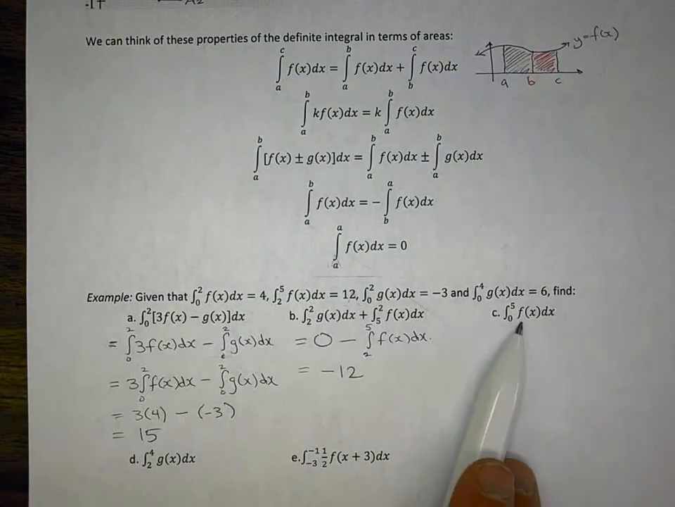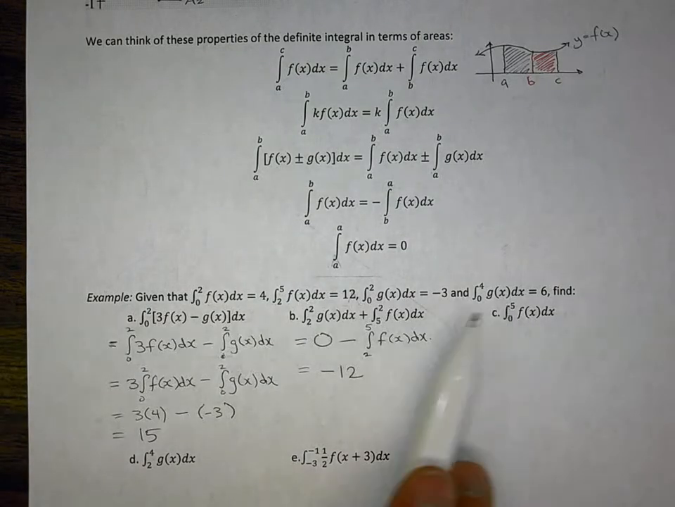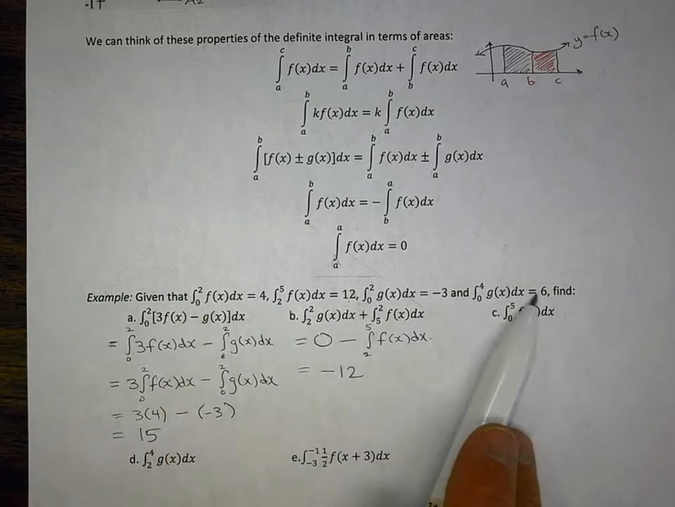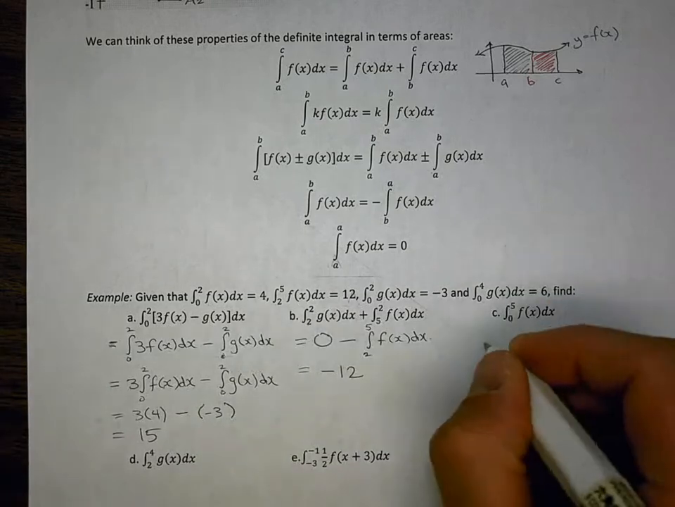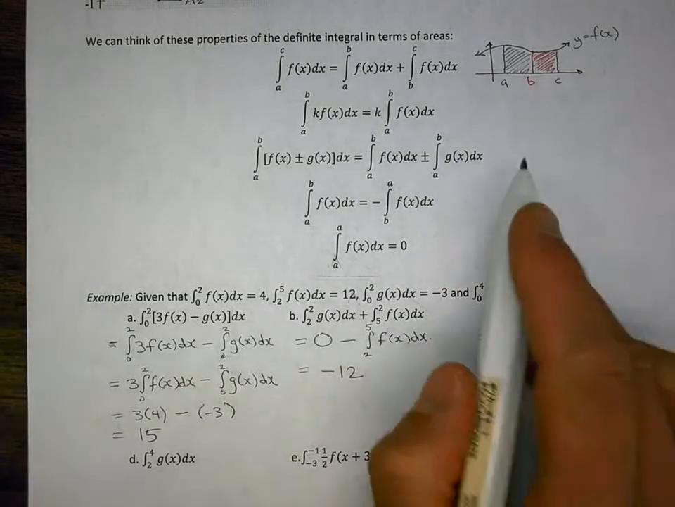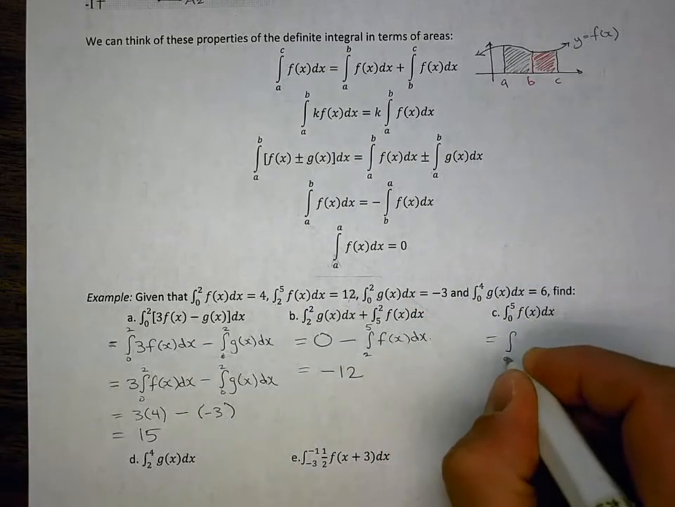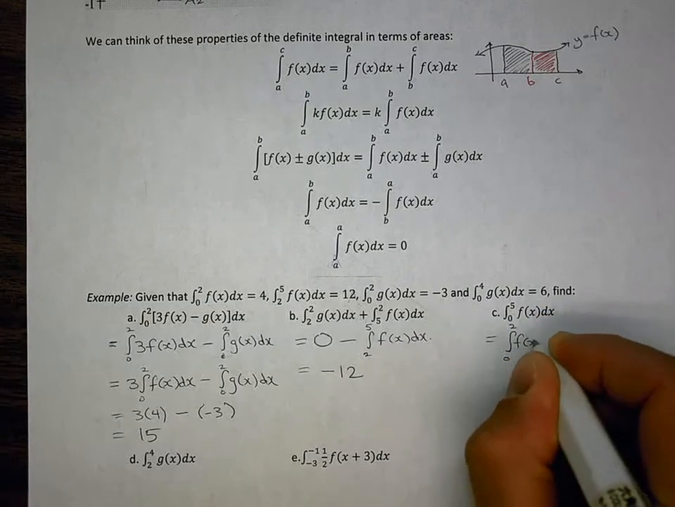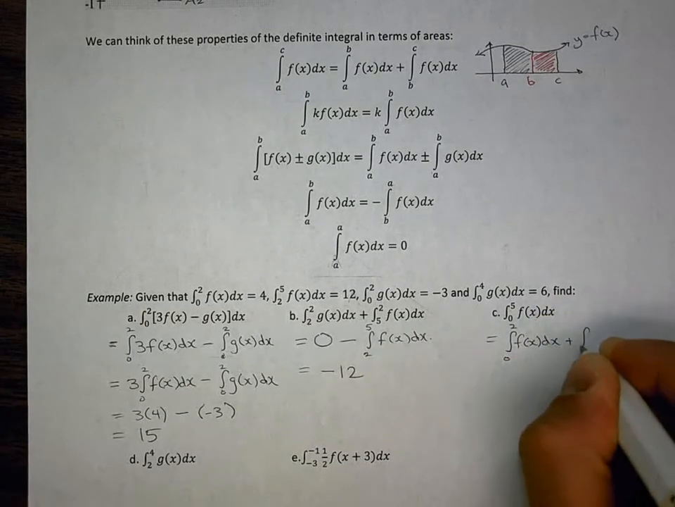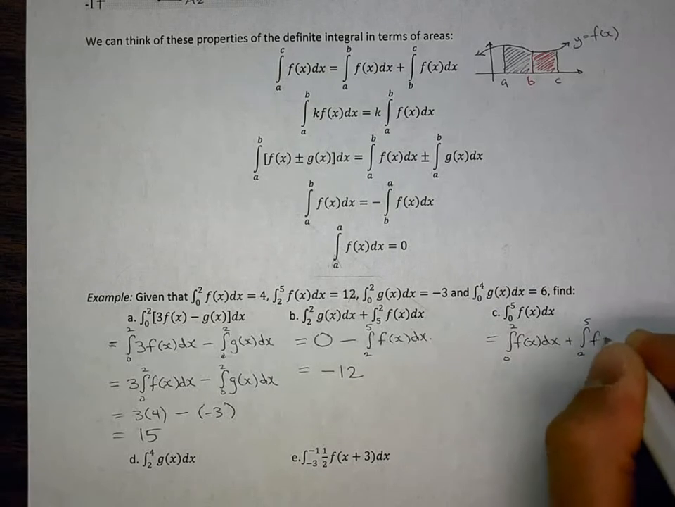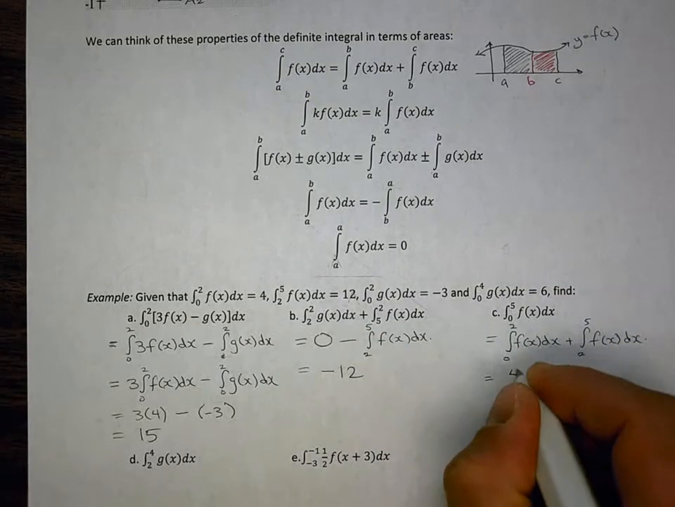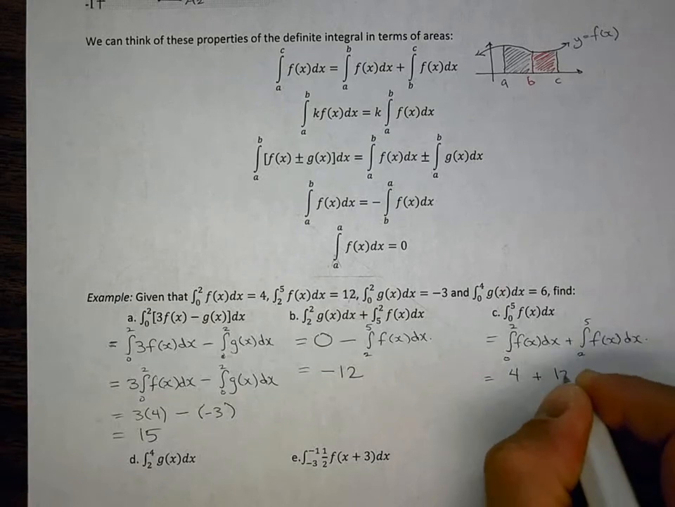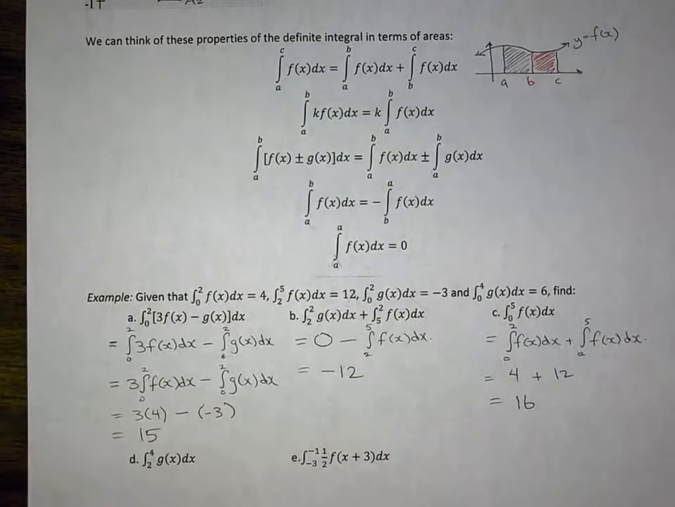Okay, the integral of f from 0 to 5. We weren't given that information in the question, but we were given the integral of f from 0 to 2 and then 2 to 5. So I'm going to rewrite this using that first rule that I showed you up here. We go from 0 to 2, f of x dx, plus 2 to 5, f of x dx. Now I've been given these values. This is 4 and this is 12. So I end up with 16.